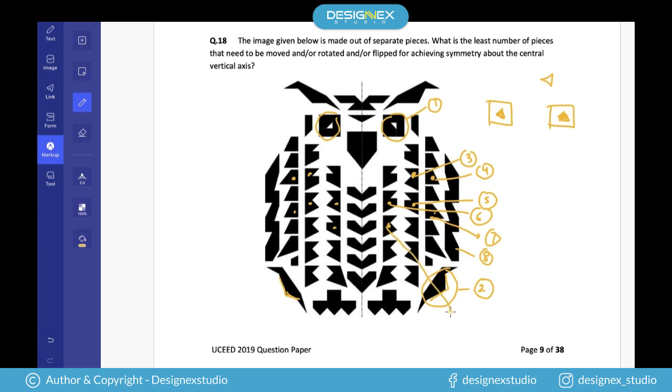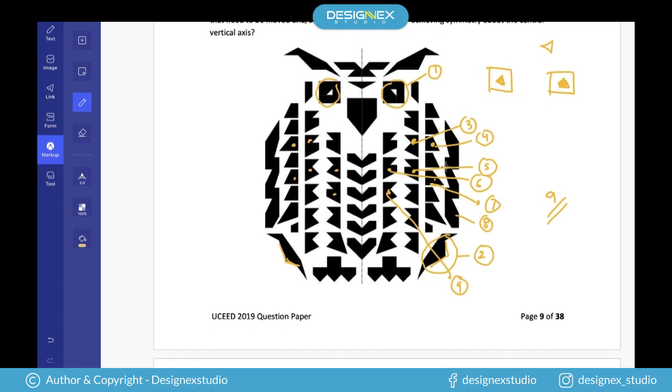So 9 were the total number of pieces that were not symmetrical. Okay. Symmetry means similarity, like a mirror image. Mirror image is not forming.